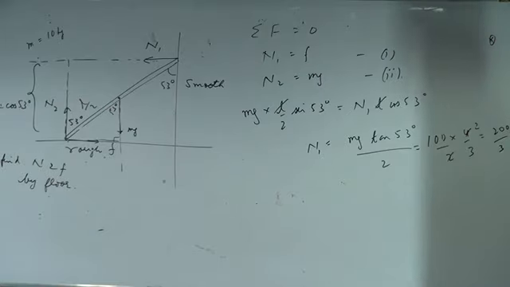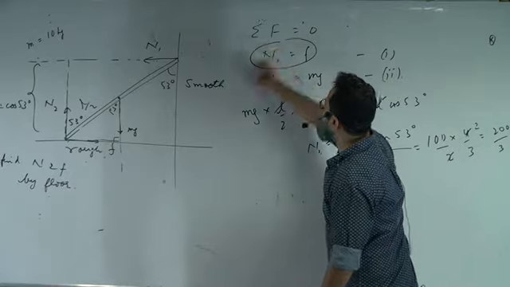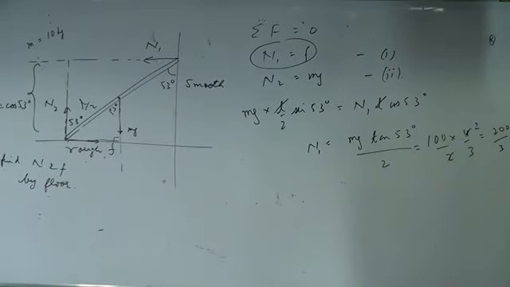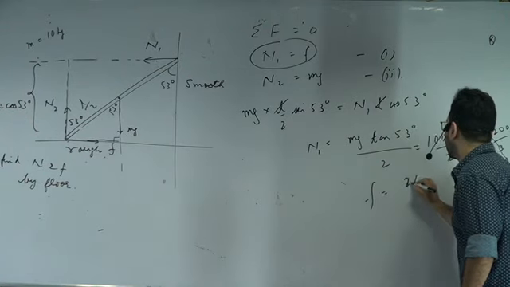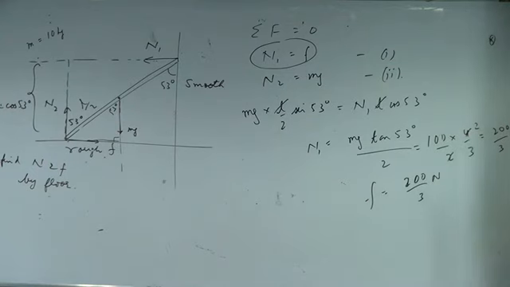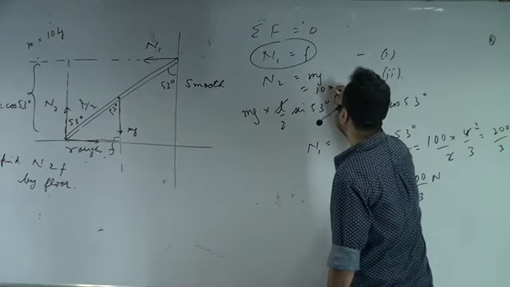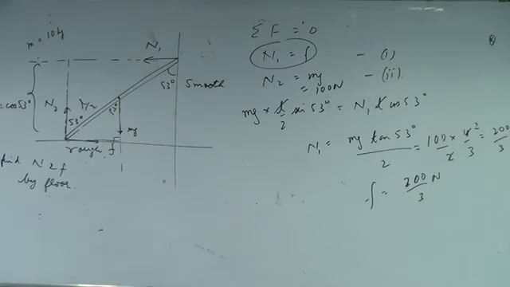But what do we need to find out? We need to find out friction. So the friction is equal to N1, that is 200 divided by 3 Newton. Correct? And then we need to find out N2. N2 is already here. Clear?